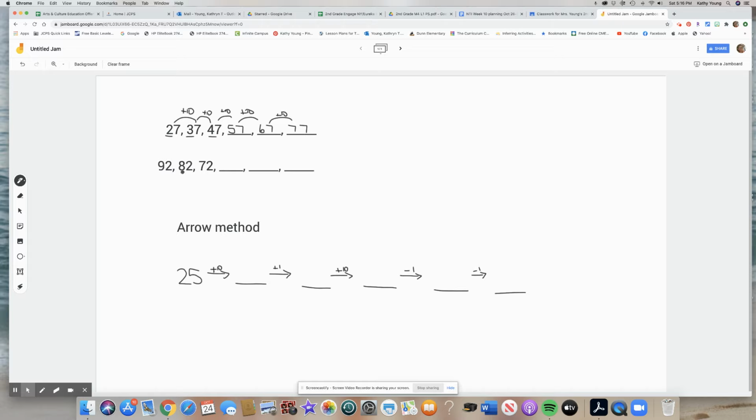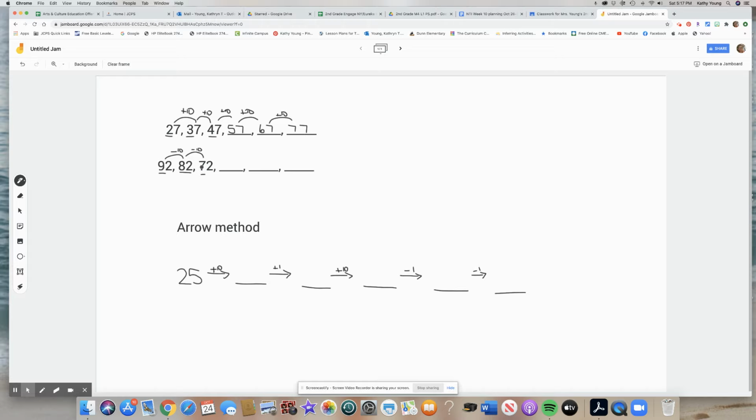On this next pattern, my tens place is changing: 9, 8, 7. But if you notice, it's getting smaller. So I'm subtracting 10 in this pattern. So 92 minus 10 is 82. 82 minus 10 is 72.